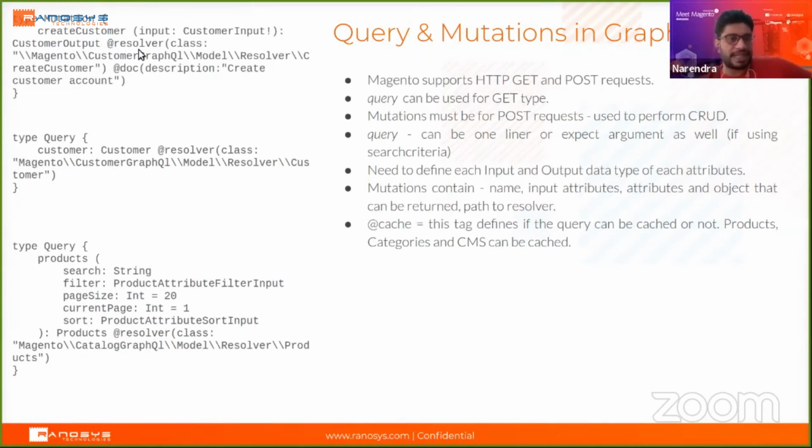There are some tags that you will find, like @resolver, that are the resolvers. You will find @doc, that is the description. You will find @cache, which decides whether you want to cache this particular API request response or not. There might be such a requirement, because some common things can be cached, like product categories and CMS. So we can provide cacheable false or true.